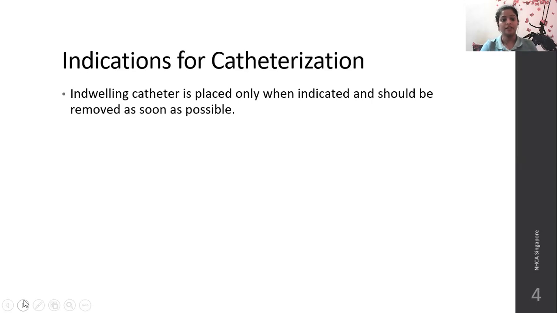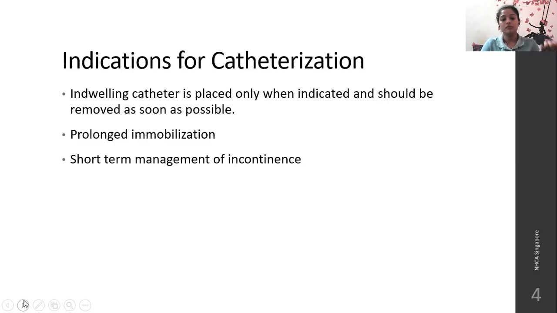Next, indications for catheterization. An indwelling catheter should be placed only when indicated, and it should be removed as soon as possible, when it is no longer in use or not recommended. Only in a few indications should an indwelling catheter be placed. So these are a few examples: prolonged immobilization, for example multi-organ trauma, pelvic fracture, patients suffering from hemiparalysis or paralysis, and patients on short-term management for urinary incontinence.